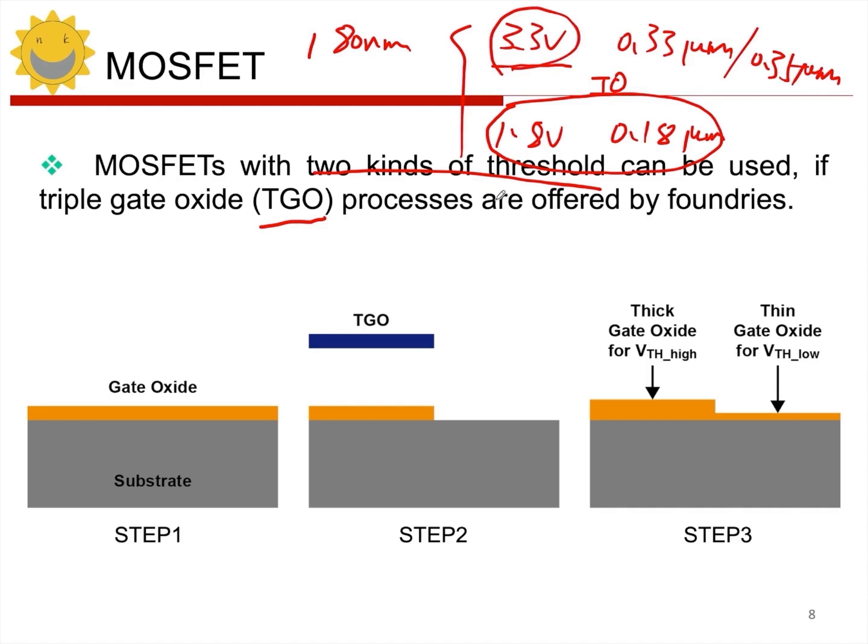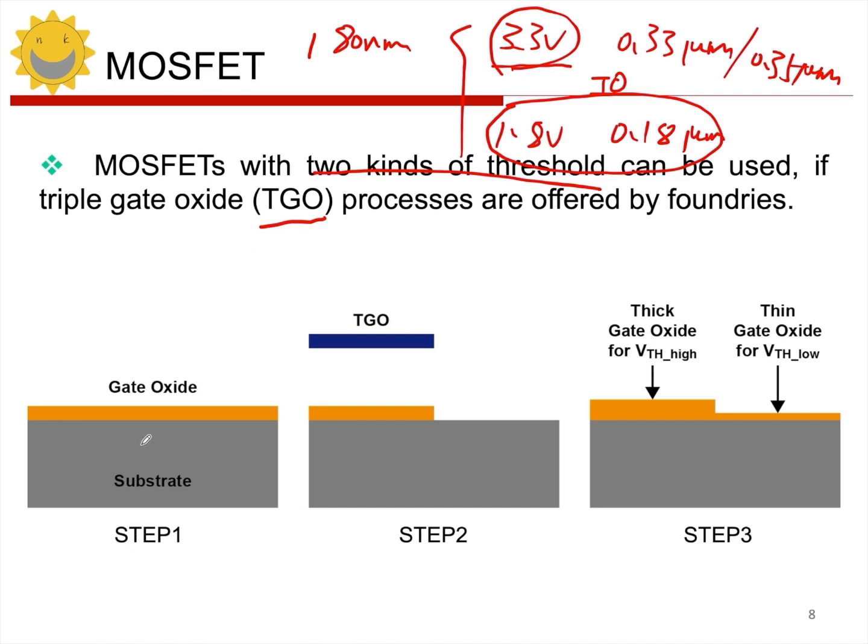Two kinds of devices, which means we need two different silicon oxide thicknesses. The silicon oxide thickness for the 3.3 volts needs to be thicker, while for the 1.8 volts, it needs to be thinner. So in that case, we need to use a new photolithography mask, which is the TGO layer. How do we do it?